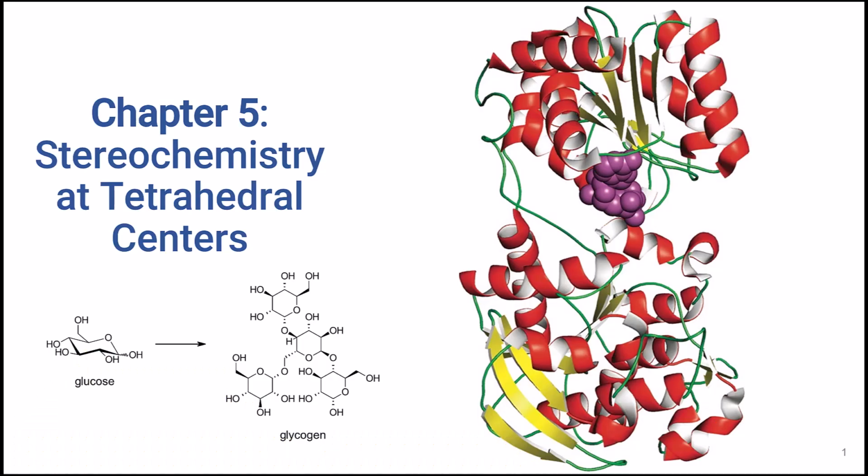In Chapter 5, we're going to be taking a closer look at stereochemistry at tetrahedral centers. Our enzyme in this slide is glycogen synthase, and this catalyzes the conversion of glucose, which is the sugar that we've consumed, into glycogen for energy storage.